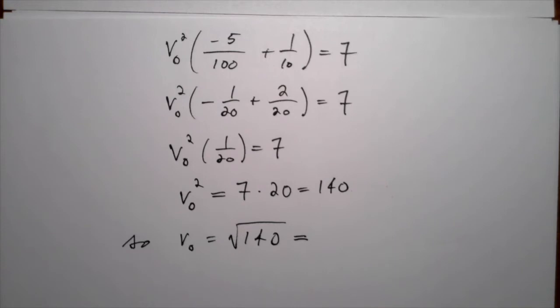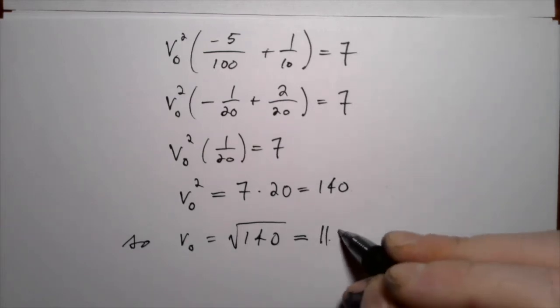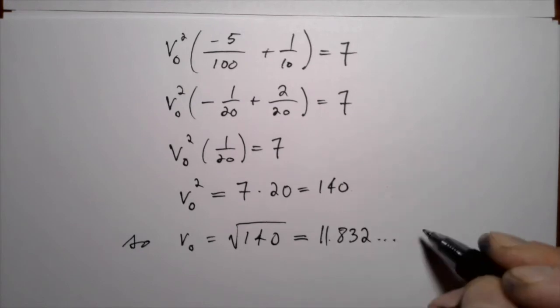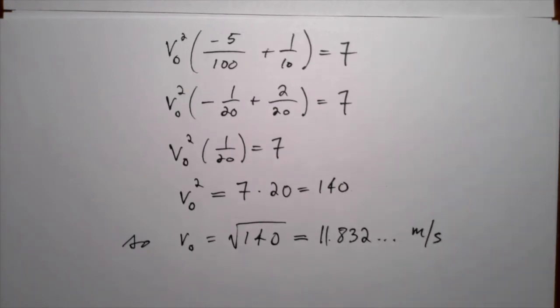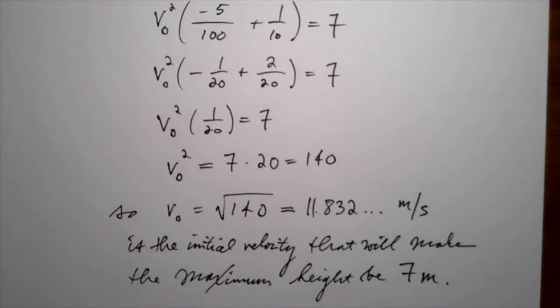Now, what is the square root of 140? Well, if you plug it into a calculator, you'll get about 11.832 or so meters per second. That's the answer. That value of v0 is the speed at which we should throw the beach ball to make its maximum height be 7 meters at the top of its path.